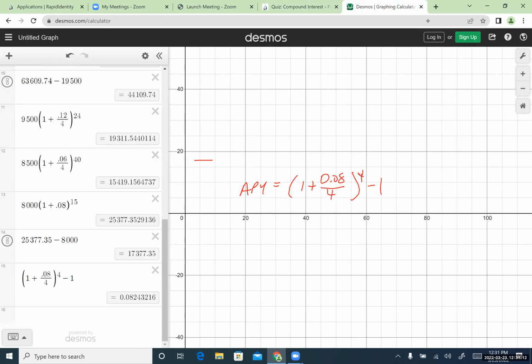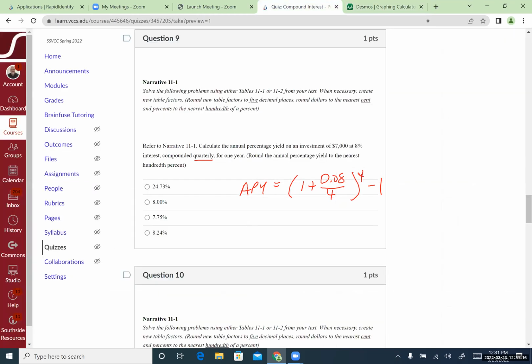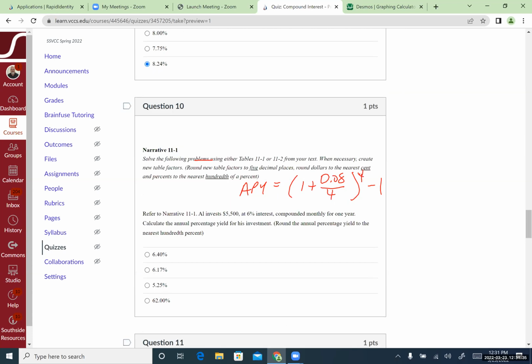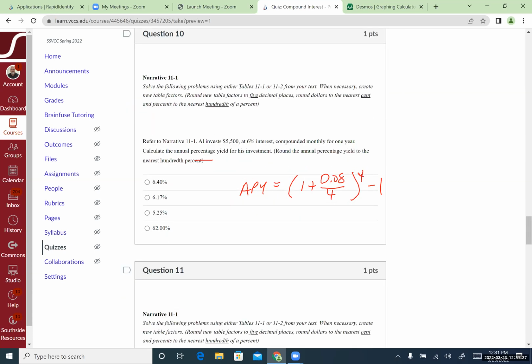8.24, I guess. But let me see. 0.0824. Yeah, that's what I get. 0.0824 right there. So the $7,000, the amount that we borrowed, doesn't even play into that problem when they're asking for the annual percentage yield. I imagine this will be another one like that.